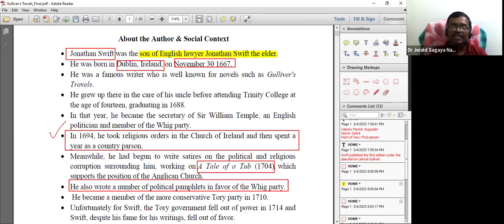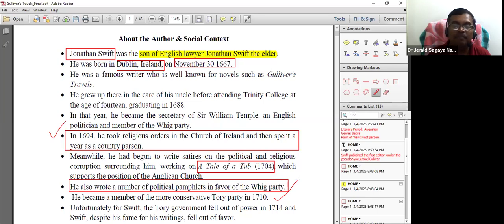And he started writing political pamphlets in favor of a party called Whig Party. You know what was the condition of England? In England, there were 2 parties. One was Whig Party, the other one was Tory Party. Okay, are you there, teachers? So initially, he started as a political propagandist of the Whig Party, but later he became a member of the Tory Party. He switched from the Whig Party to the Tory Party.